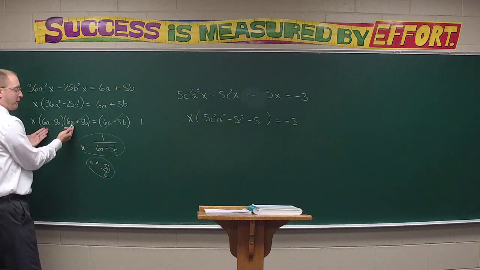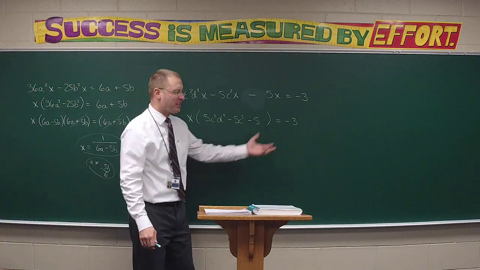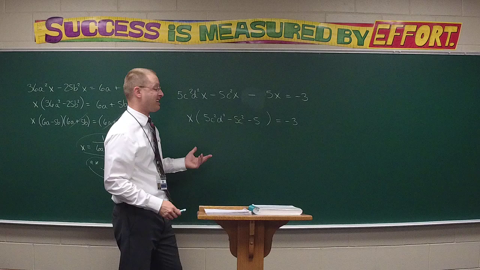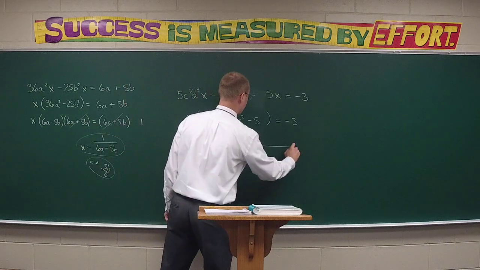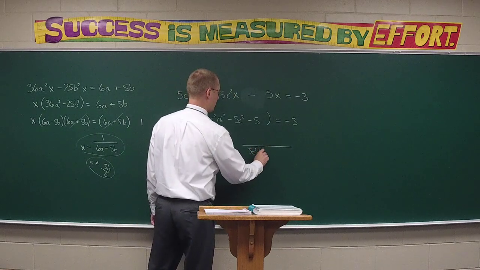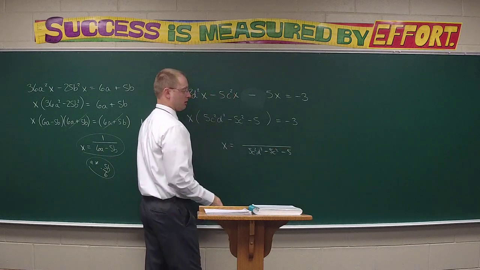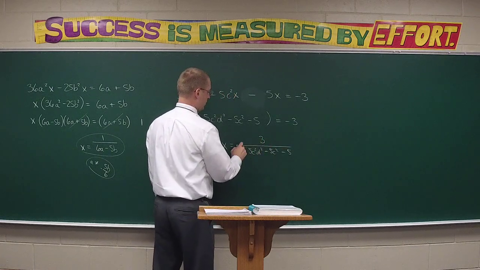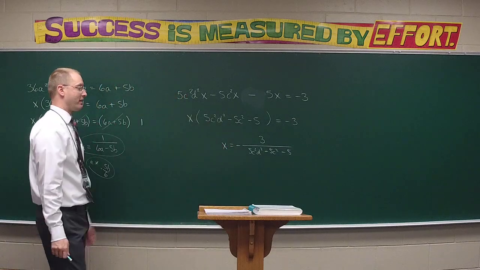Like here, factoring further made sense because there was a binomial over here to cancel. Even if this did factor, when all you've got is a negative 3 anyway, we might as well take the easy road and just divide away that entire thing. So we end up with what? Negative 3 over 5c squared d squared minus 5c squared minus 5. We put the negative on it. Good. The 3 on the top, the negative out front, then that whole 5c squared d squared minus 5c squared minus 5 all in the denominator.